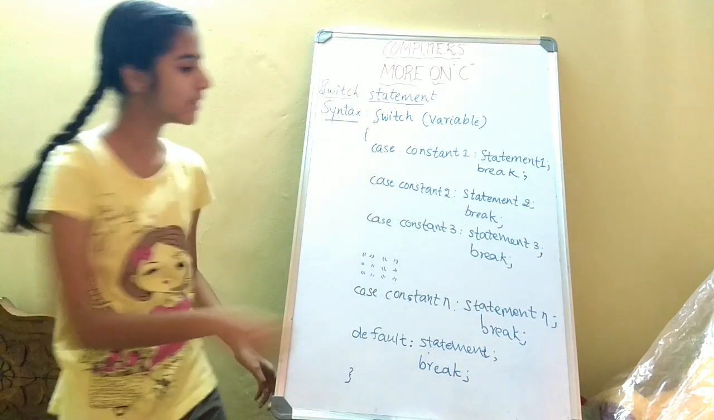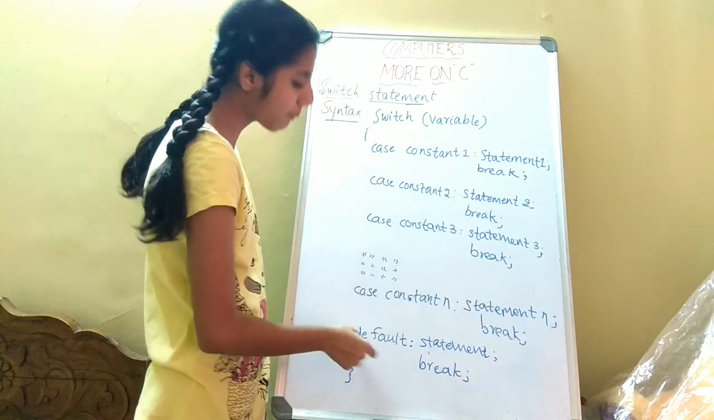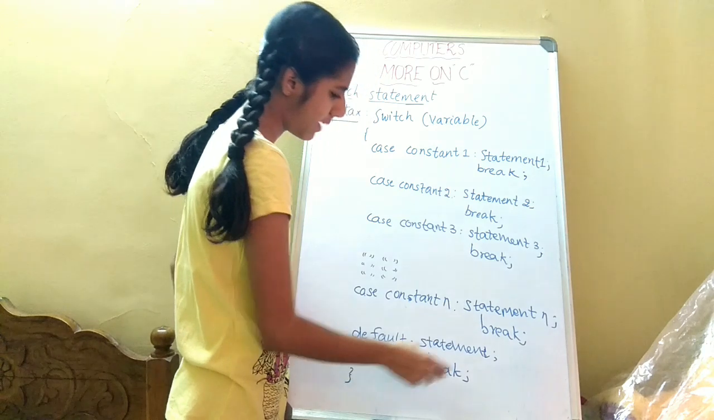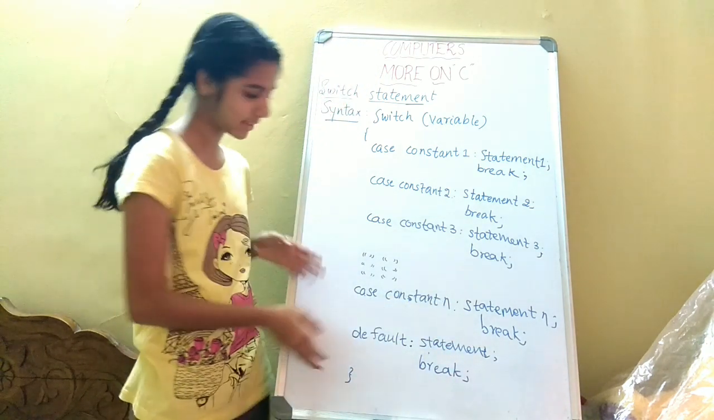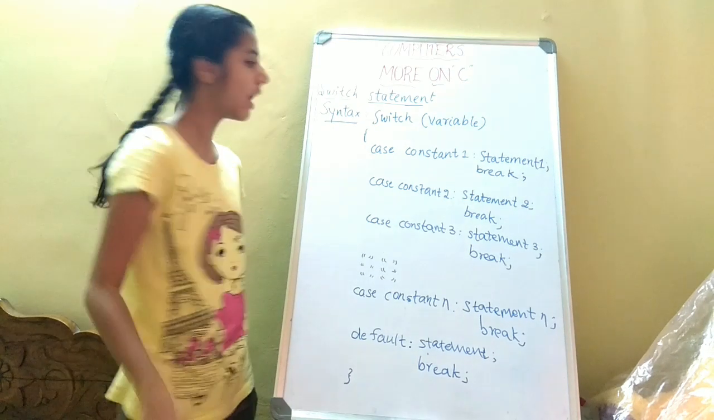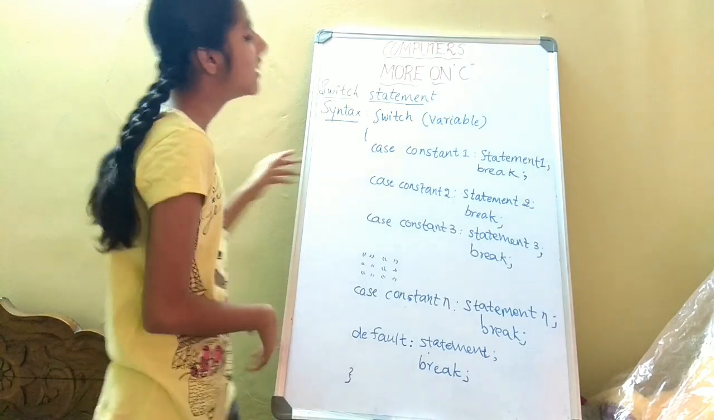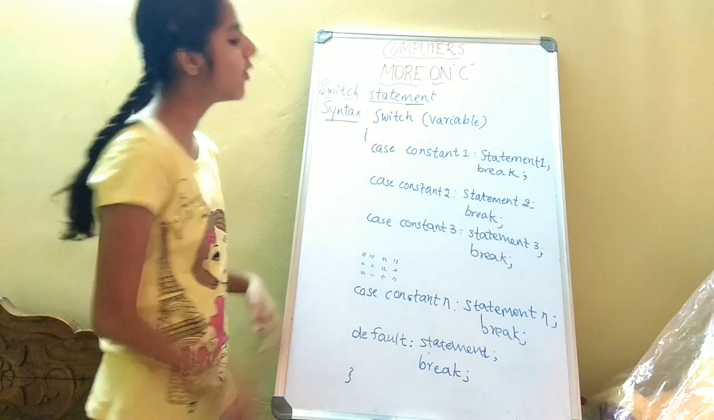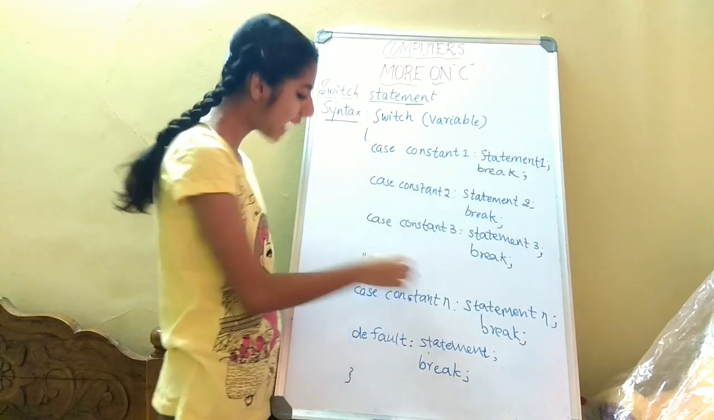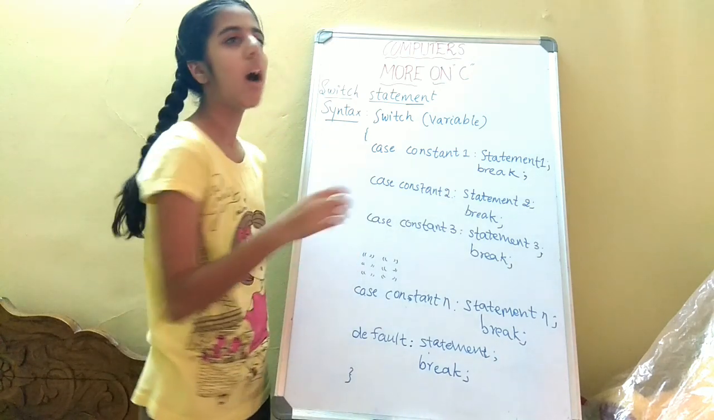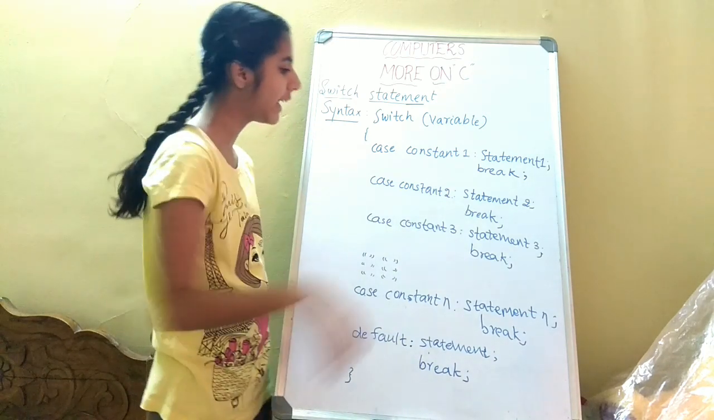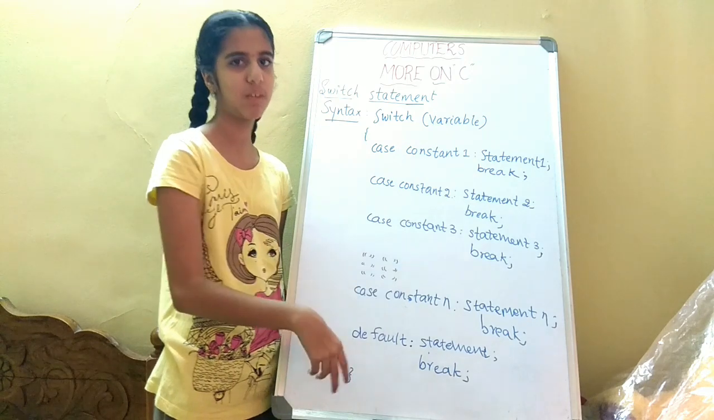Again and again it will come. Then the default statement, break. So your default statement is nothing but this, and then the closed braces. Whatever statement you write here, every statement, these dotted lines show how many statements you are writing. You should mention the numbers.